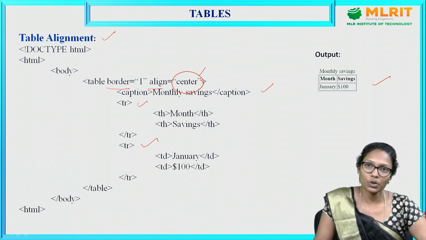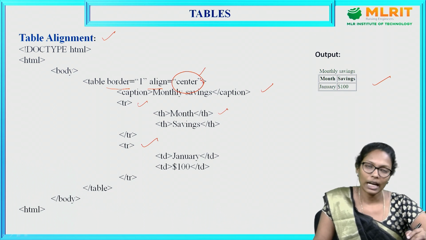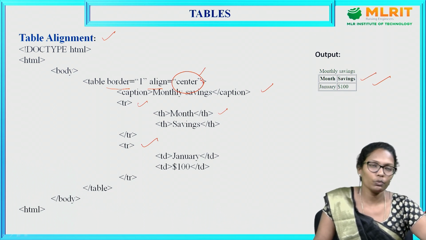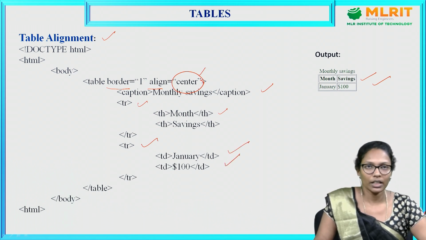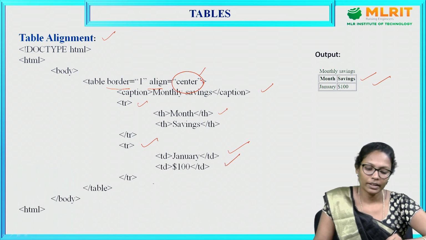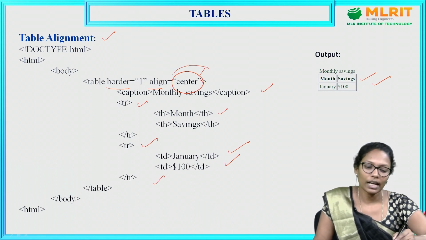In the first row, I am using th, that is table heading. So month and savings, this is the first row. And the month value is January and the savings are $100, so that you're displaying here. So the main thing is alignment here.